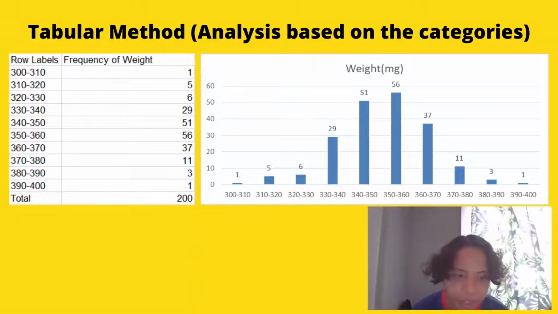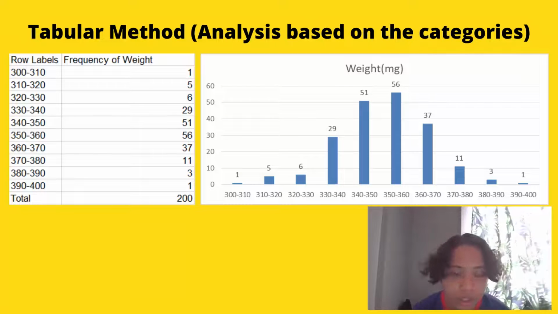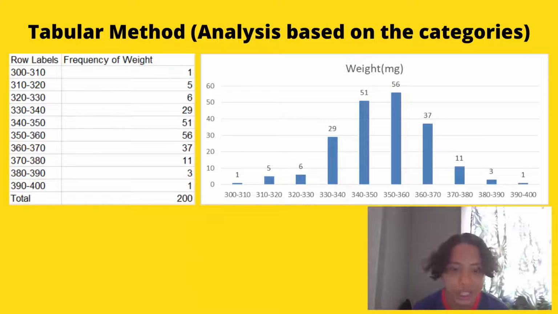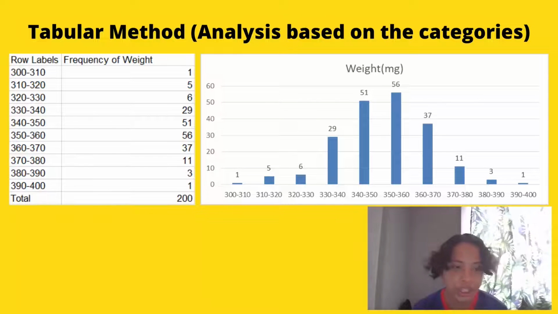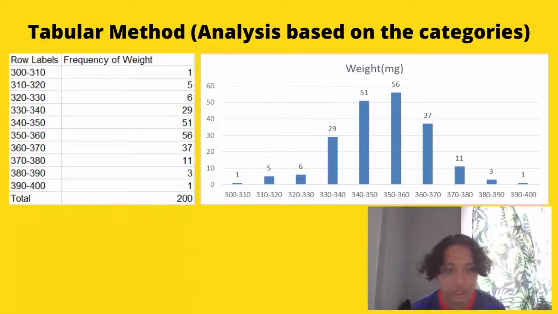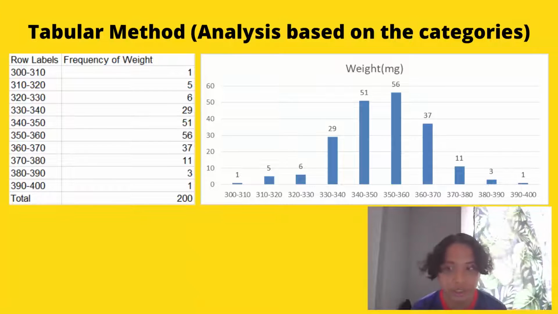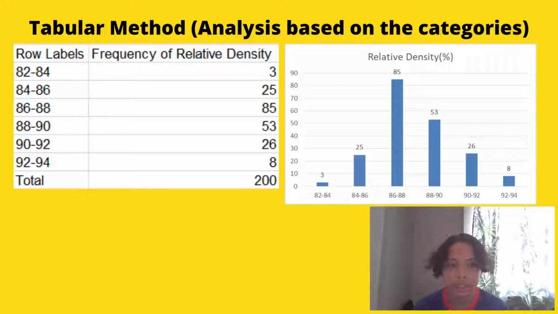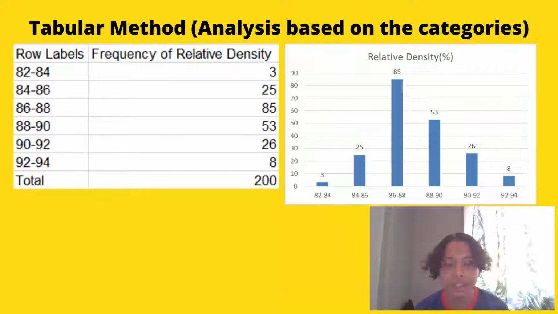This is the tabular method, which is analysis based on categories. We can see that the highest frequency of weight is at row level 350 to 360, which is 56. This is the tabular method, which is analysis based on categories. We can see that the highest frequency of relative density is at row level 86 to 88, which is 85.